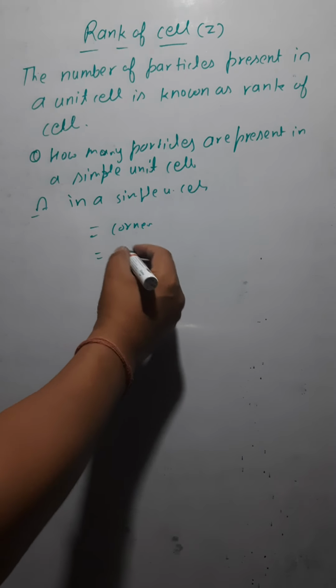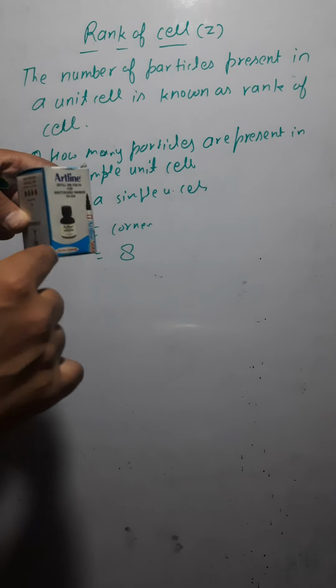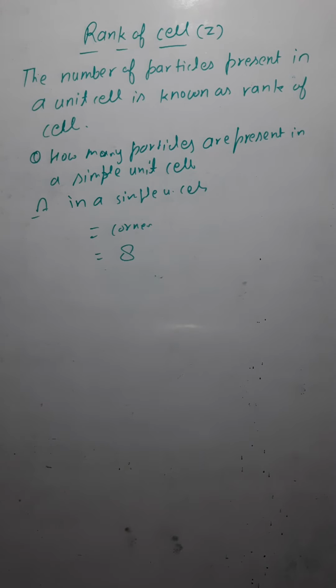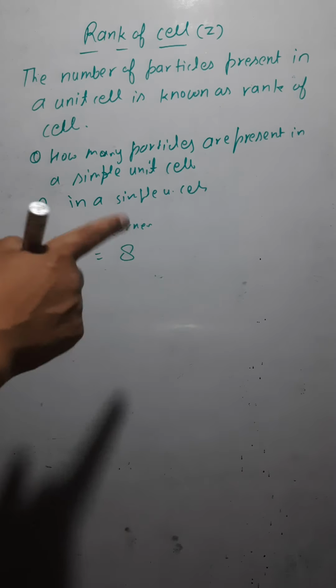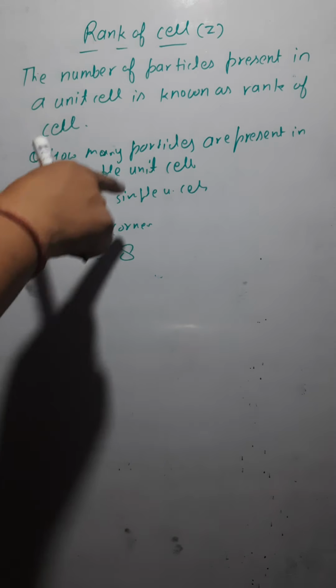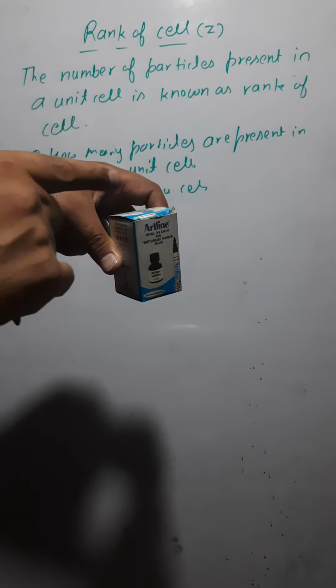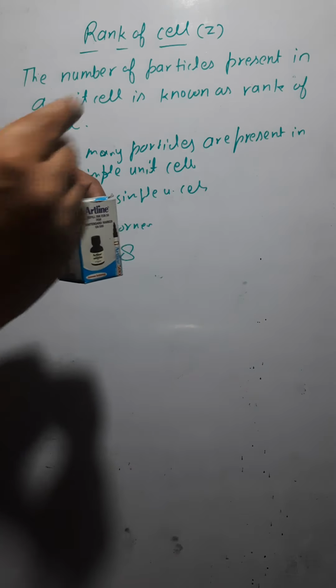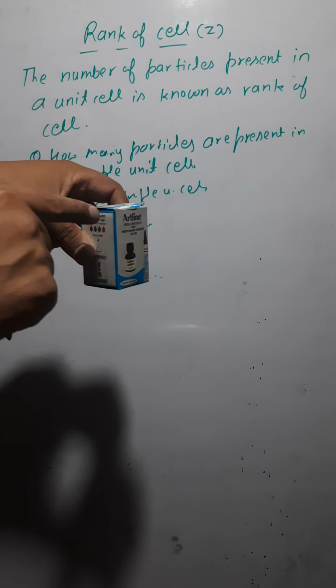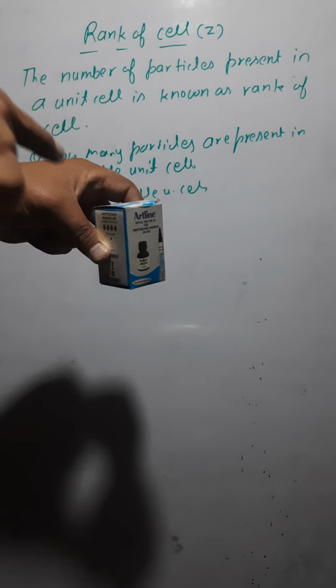And how many corners are there? Total 8 corners: 1 2 3 4 5 6 7 8. Now we have already discussed that each corner contributes 1/8 particle. Suppose you have the particle here; it contributes 1/8 to this cell, 1/8 to another, because 8 cells are joining at this one corner.